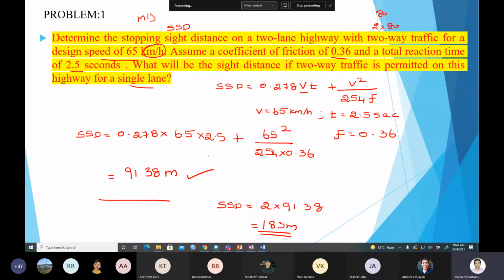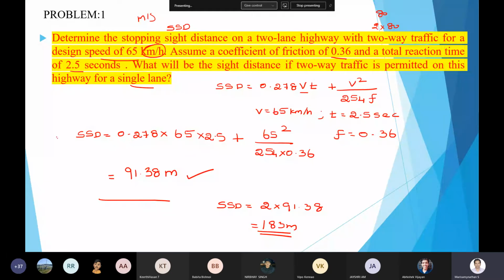So this is the simple way we can estimate the stopping sight distance. Definitely we can expect questions on stopping sight distance, but the only complexity is with respect to the units and which type of equation you are applying to get the final output. So you have to take more care by reading what the question gives, and according to that you can estimate it. So this is the first problem, the direct estimation.